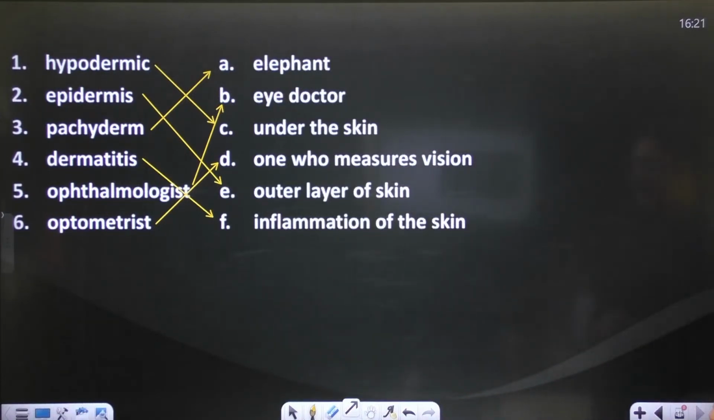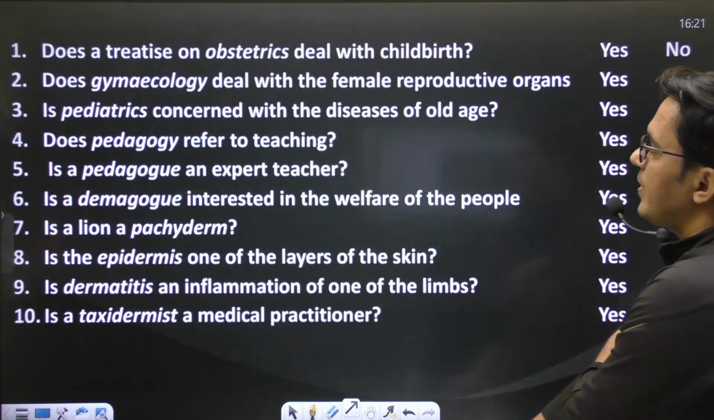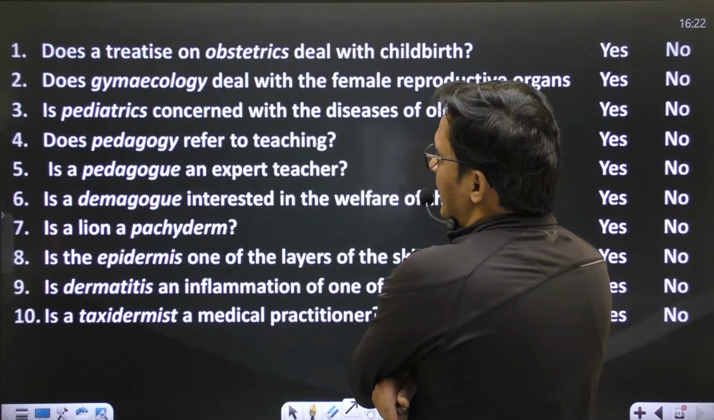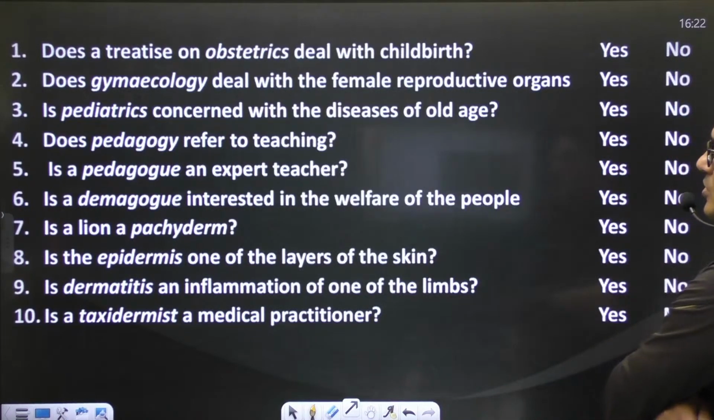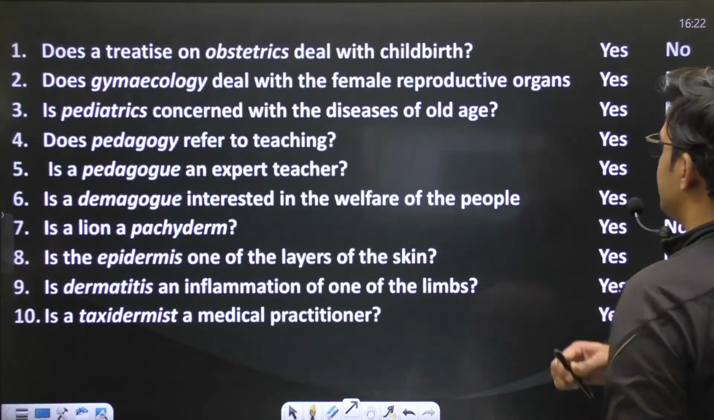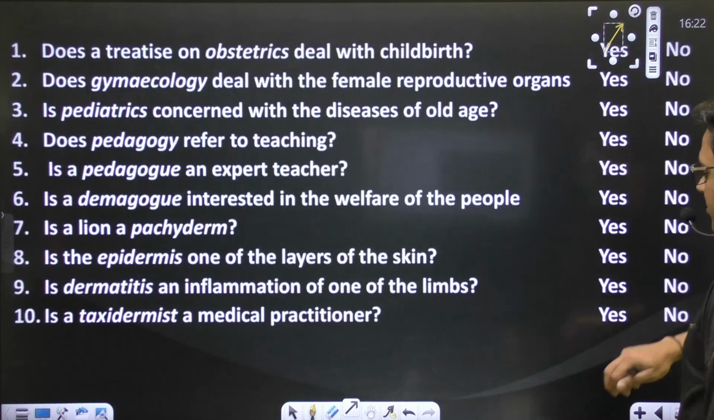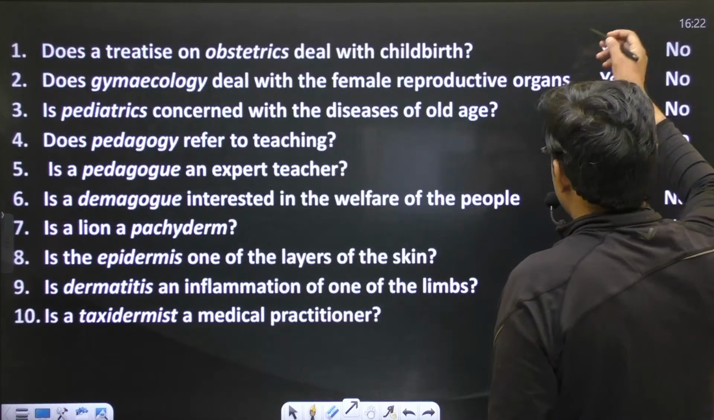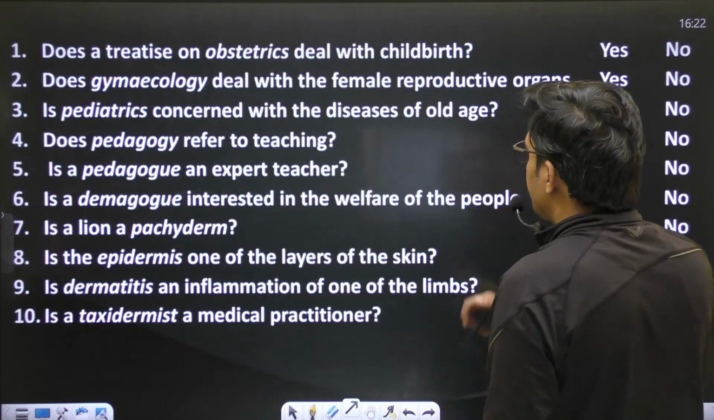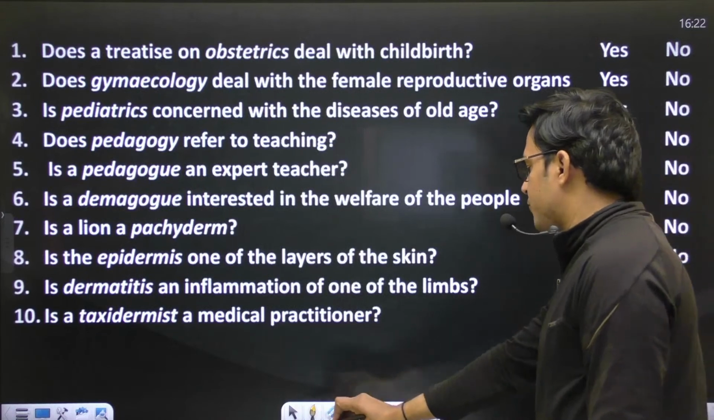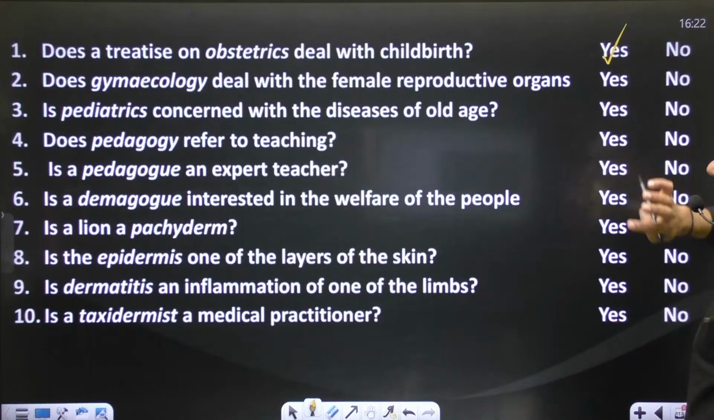Okay, move to the next one. Does a treatise on obstetrics deal with childbirth? So obstetrician is, yes, the person who is a specialist in childbirth, or during the birth, or you can say immediately after the birth. So first will be yes.